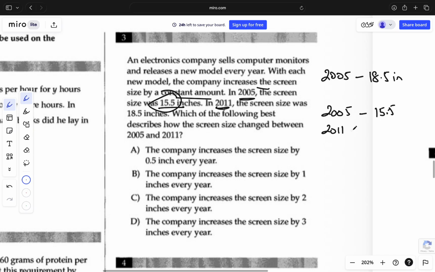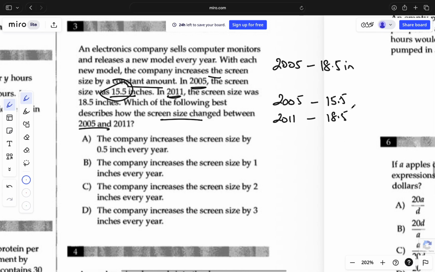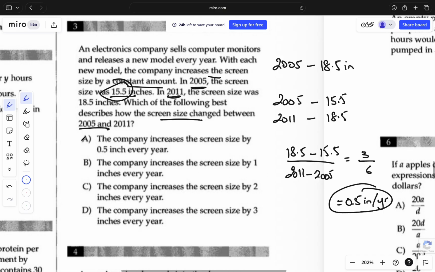So we need to find how the screen size is changing between this time. What we can do is find the difference in the change, so it's 18.5 minus 15.5, and the difference in the time period, 2011 minus 2005. 18.5 minus 15.5 is 3. 2011 minus 2005 is 6. So that's 3 over 6, which is 0.5. So it's 0.5 inches per year. That's how the screen size is changing.